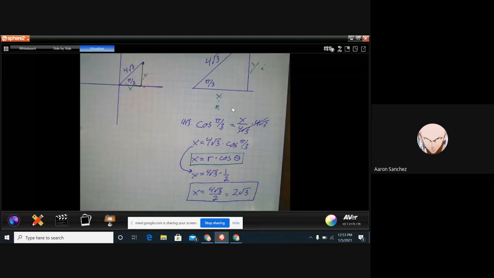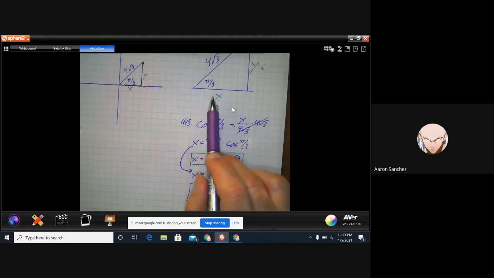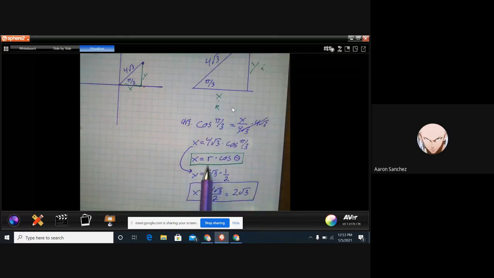Okay, so how do you solve for the x coordinate? You don't need to draw all this out. All you need to do is just say x equals the radius times cosine theta. Plug in your radius, figure out what cosine theta is, multiply them, and you get 2 root 3. Let's solve for y. I'm going to pause here for a second if there's any questions.